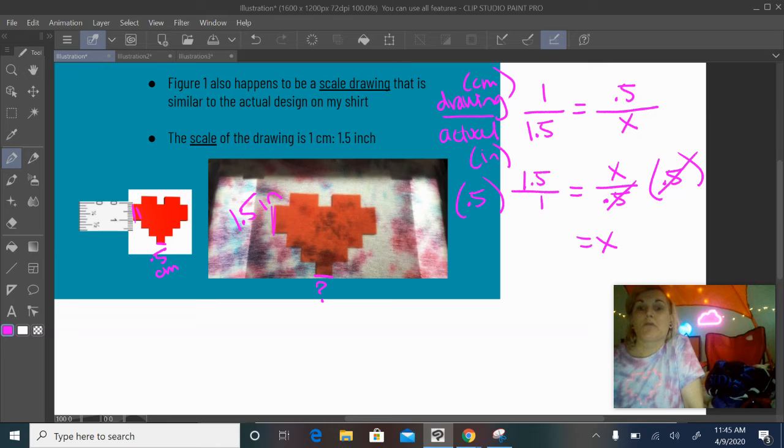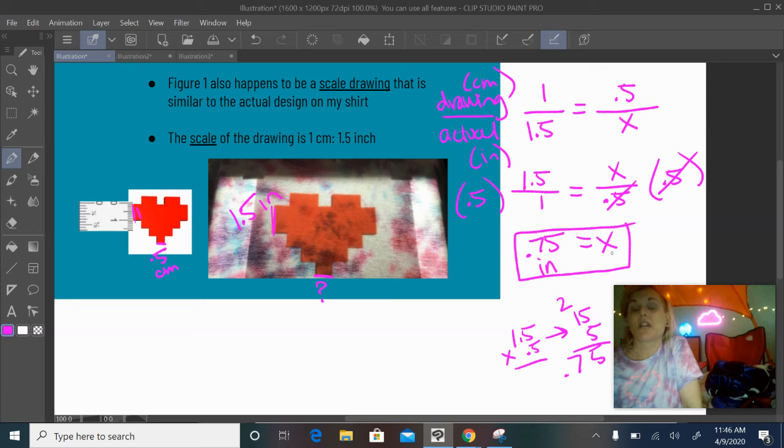As a refresher, multiplying 1.5 times 0.5 is really the same thing as multiplying 15 times 5, so 25, 5, that's a 7. Because the decimal place is to the left once here and once here, I'm really dividing by 100 total, so I'm going to move the decimal twice to the left. That would be dividing by 100. So x equals 0.75, and make sure that we put inches.